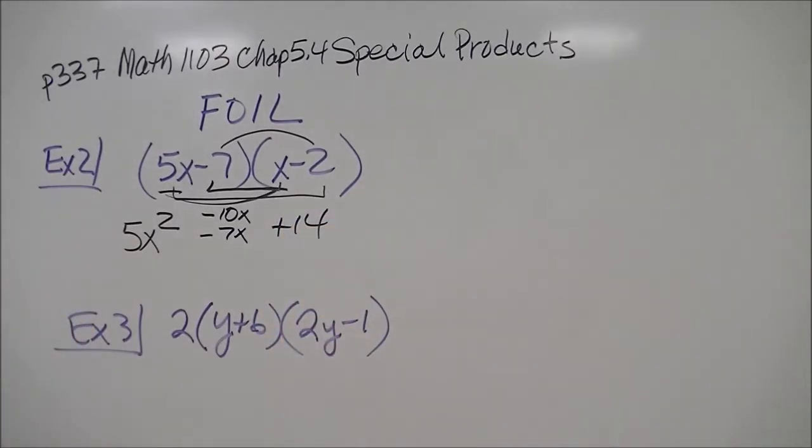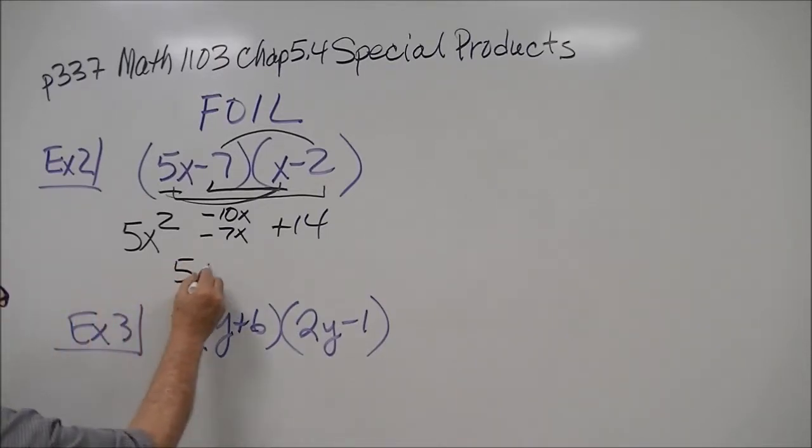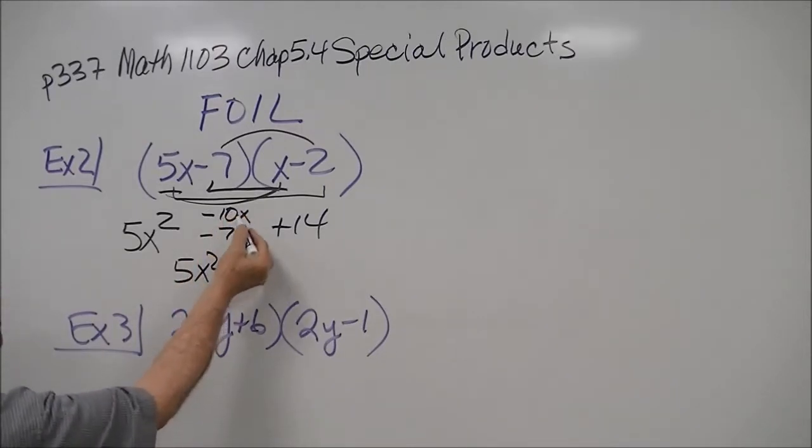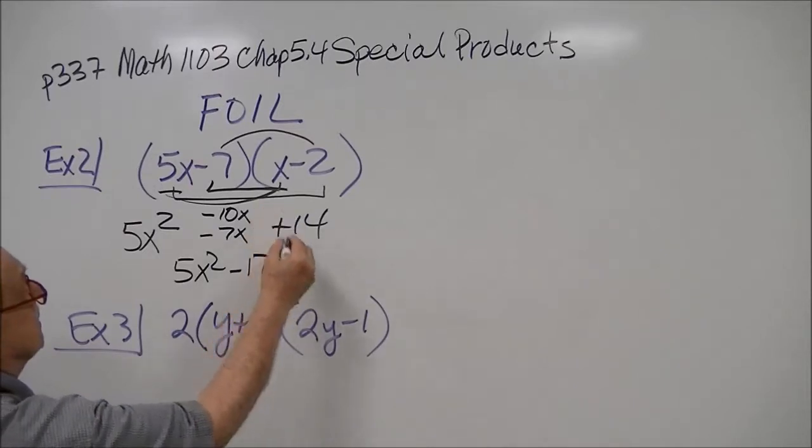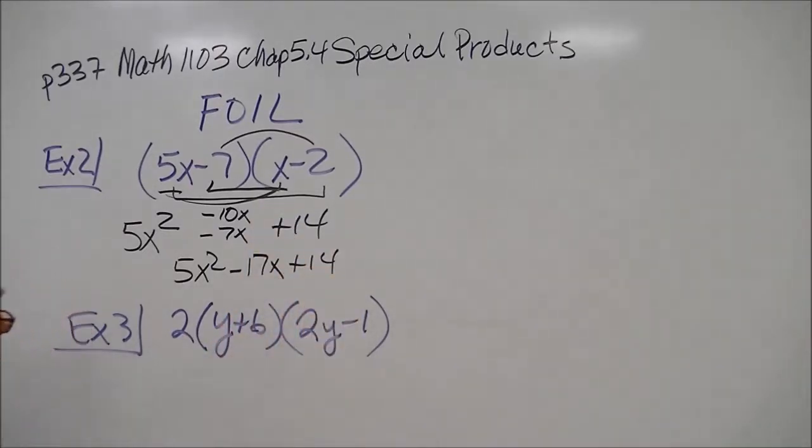So again, we're calling on skills you may already have, and we're going to blow on the embers to lighten the flame. So this will then become 5x squared. We do this mentally, sort of, and that's a negative 17x plus 14.